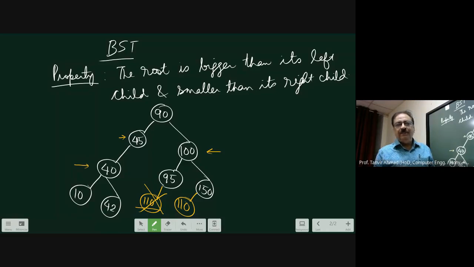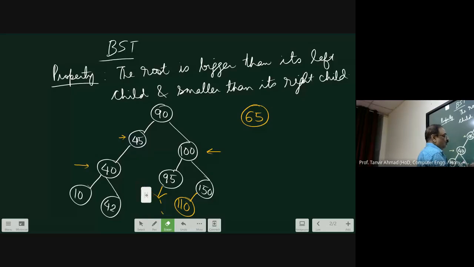Now, let us take an example. Let us say I want to add a node which has a value 65. How are you going to do this? You have to compare starting from the root, because the root address is the only thing which you already know.